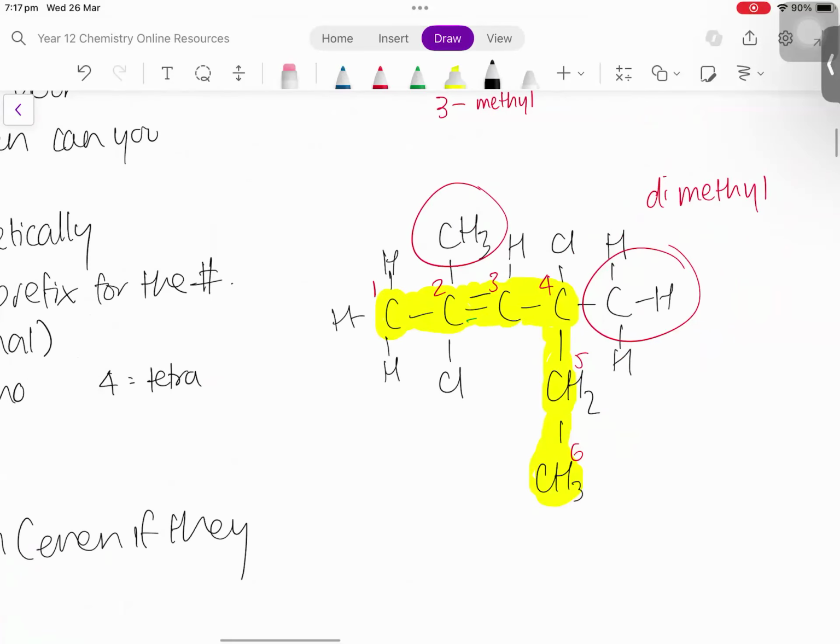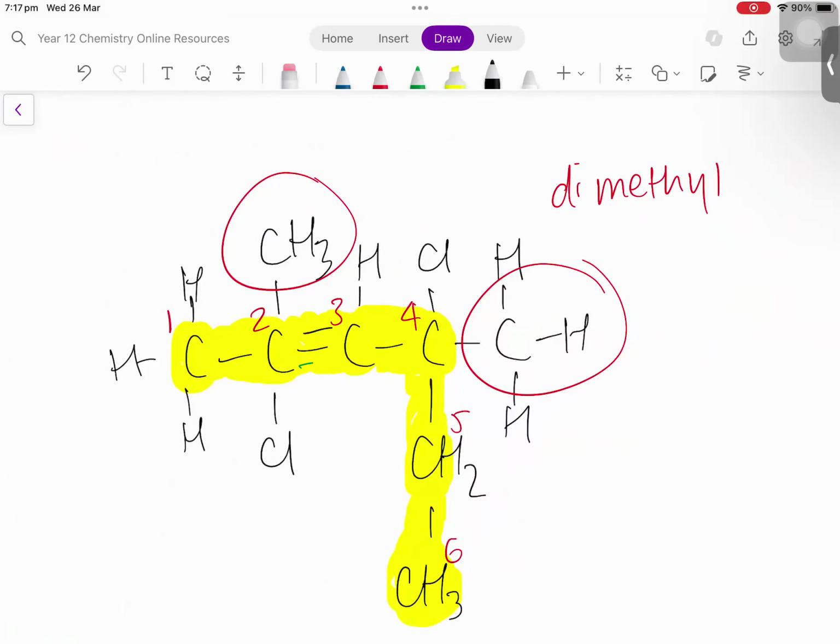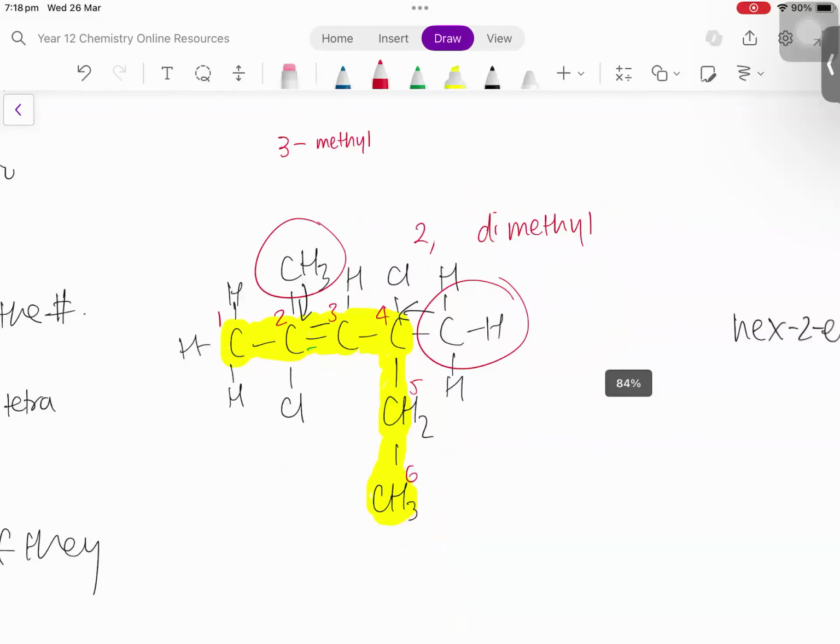Okay, we already decided which way we were going to number. We were going to number the red way, left to right. Tell me which carbons in my chain of six are my two methyl groups bonded to? Two and four. This methyl is bonded to carbon two. This methyl is bonded to four. So I've got two names. This is 2,4-dimethyl. That's the part. I haven't finished yet, though.